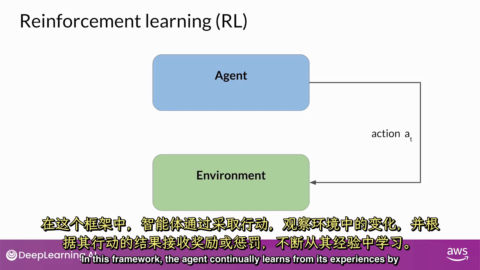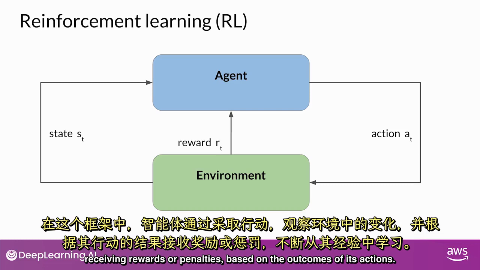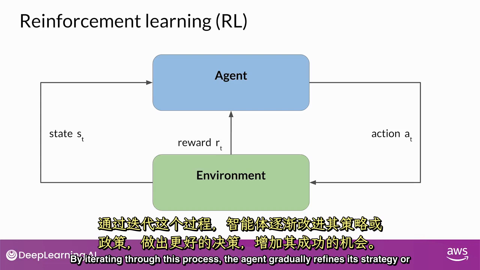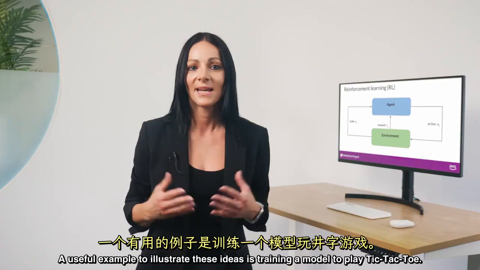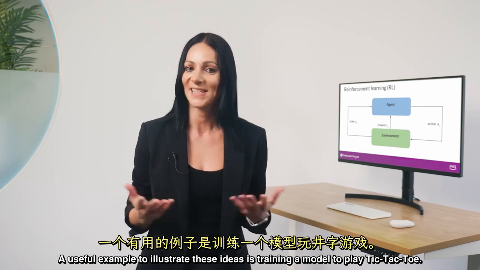In this framework, the agent continually learns from its experiences by taking actions, observing the resulting changes in the environment, and receiving rewards or penalties based on the outcomes of its actions. By iterating through this process, the agent gradually refines its strategy or policy to make better decisions and increase its chances of success. A useful example to illustrate these ideas is training a model to play tic-tac-toe.